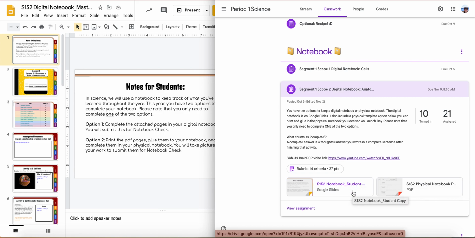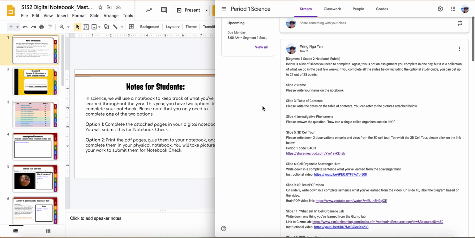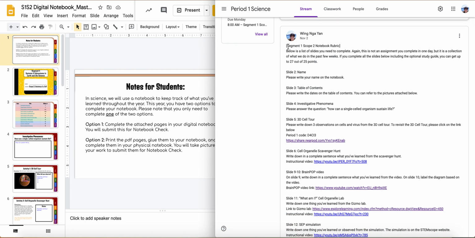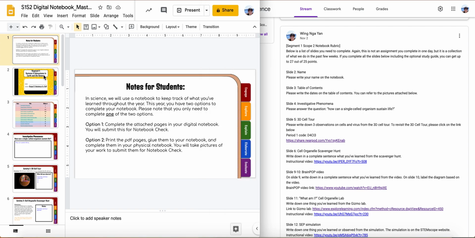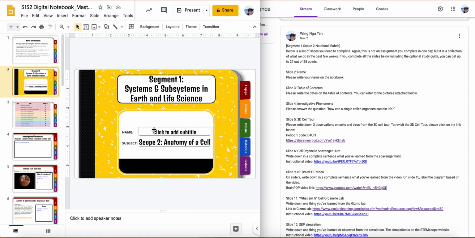Alright, so let's go over one slide at a time in this video. If you want to fast forward to the slide that you are looking for, you can do that as well. On the left of the screen I have my notebook open, and on the right I am going to go to my classroom stream at the top, because on my classroom stream I also post a rubric, so you can follow the rubric as you go through your slides one at a time. So slide 2, again, make sure to write your name right here.